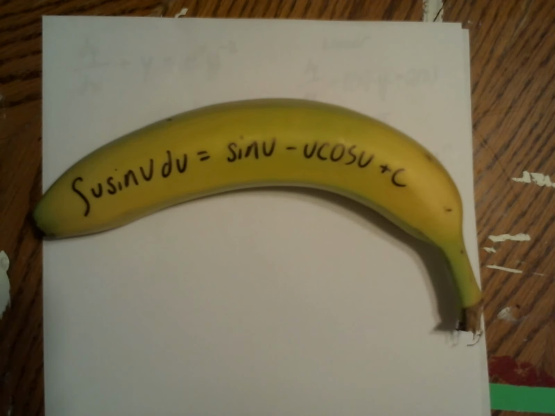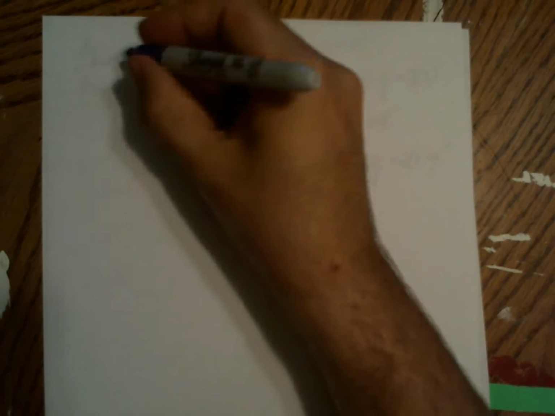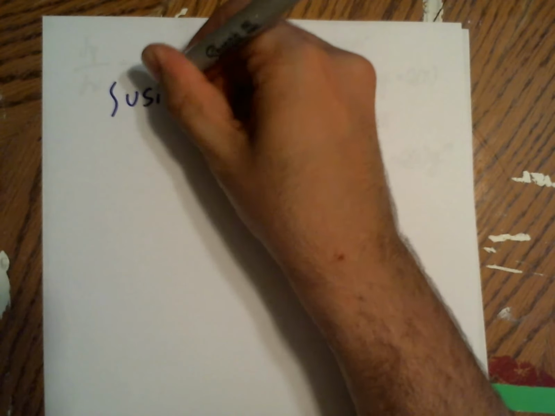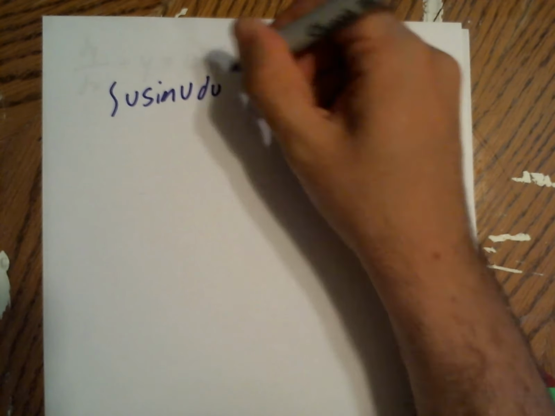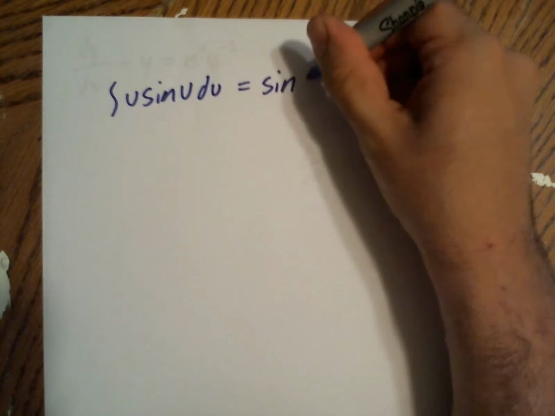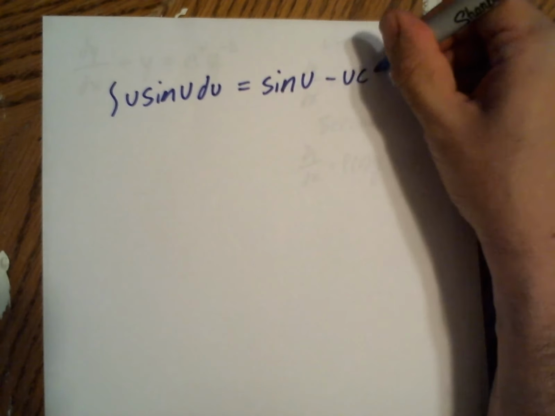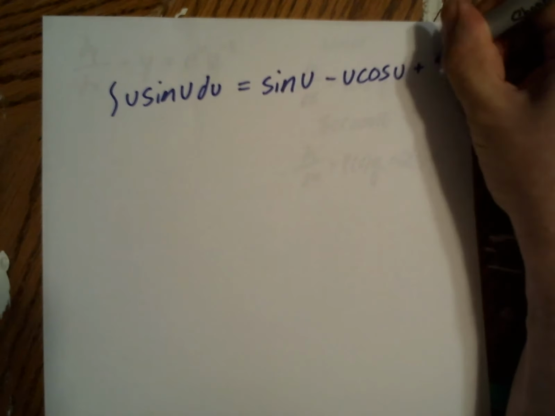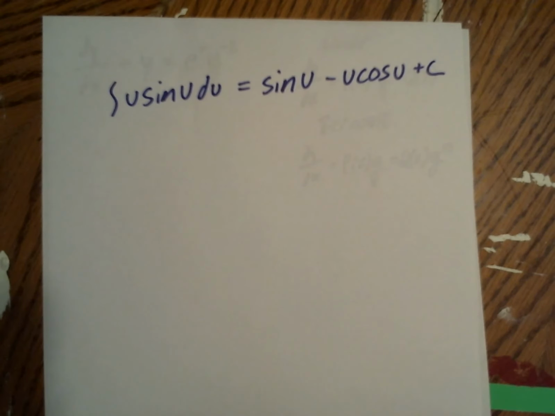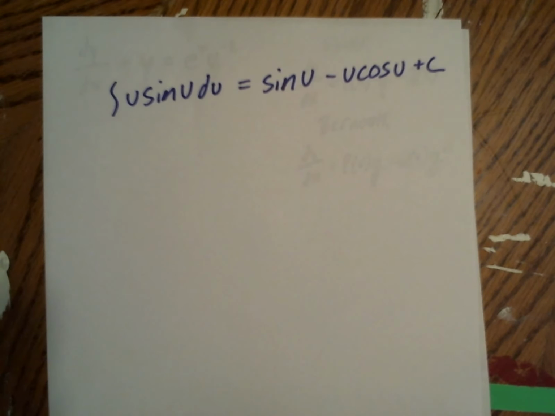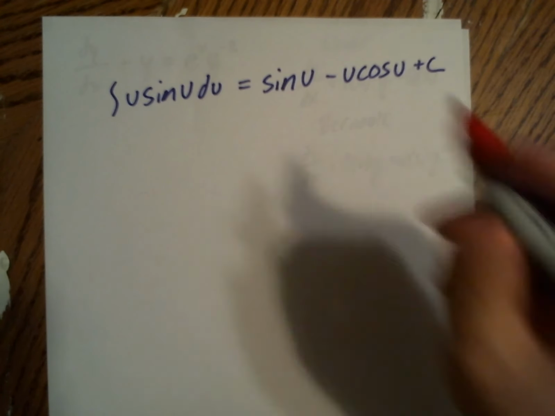Did you know that the integral of u sine u du equals sine u minus u cosine u plus c? It's also the only integral you'll find on this particular banana. So here's how I remember that. Just think, if you can memorize all these lyrics to songs you like, then you can memorize anything really. But watch this.